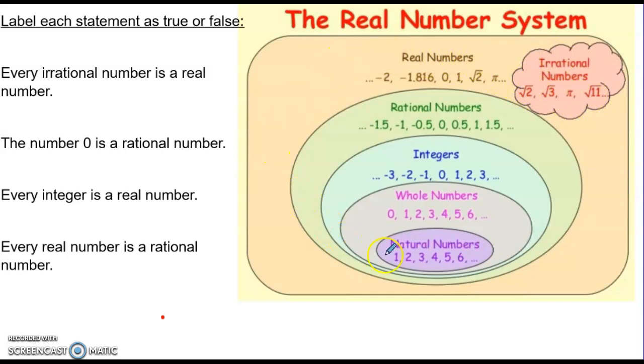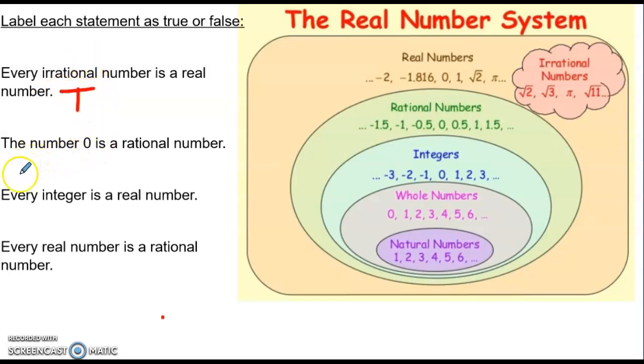And then real numbers is every single type of number we are talking about. So all of these are real numbers. Irrational are real, rational are real, integers are real, whole numbers are real, and natural numbers are real. When you get to geometry in the 10th grade, you'll start looking at imaginary numbers. But for right now, we're just dealing with the real number system. So we want to label each statement as true or false. Every irrational number is a real number. Well, yeah, irrational is a real number, so that is true.